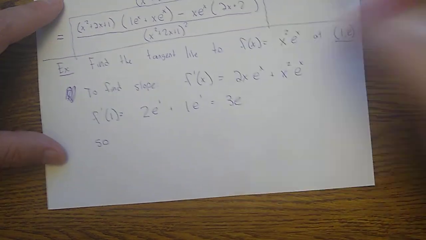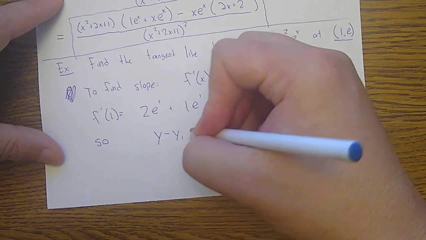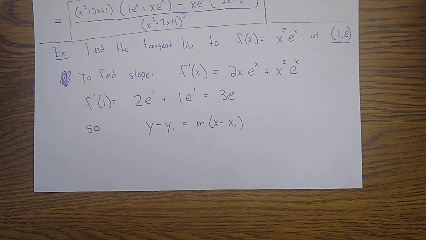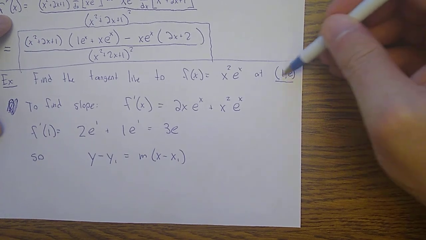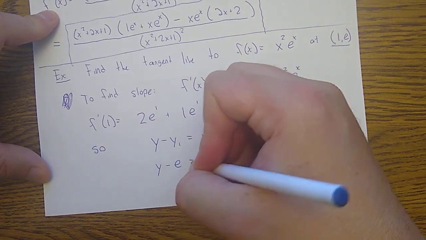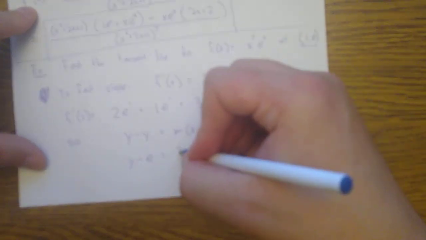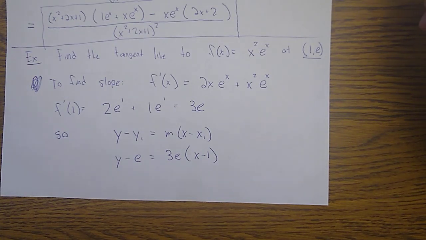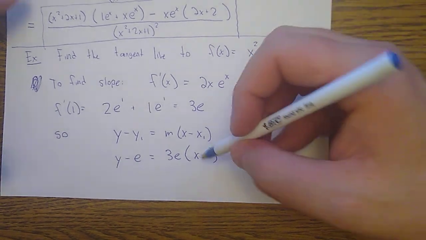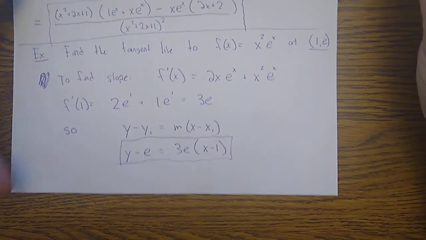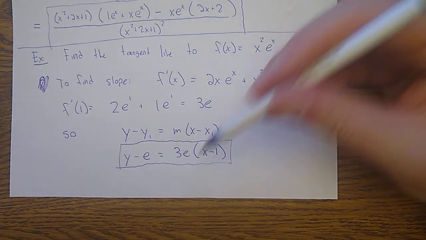And I don't always write this formula, I always just use it, but we have some funny looking numbers running around here, so let me be explicit about what I'm doing. This is my point x1, y1, and this is my m. So y minus e equals 3e times x minus 1. So as far as I'm concerned, we can call this our answer.